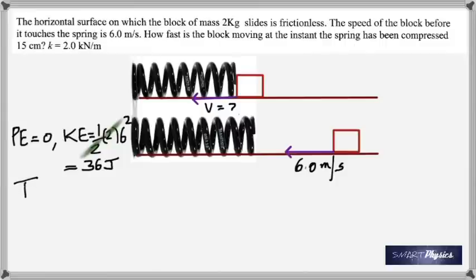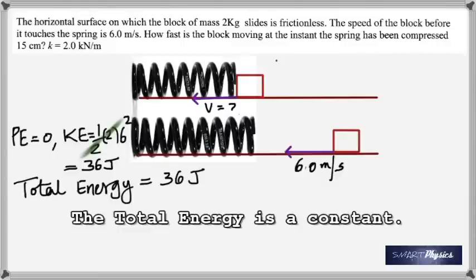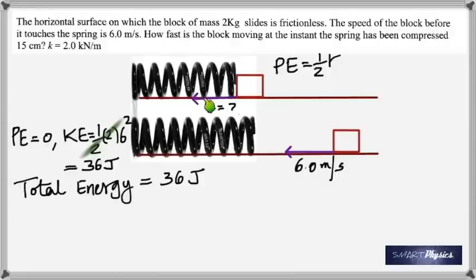Therefore, the total energy of this system, of the block and the spring taken together, is 0 plus 36, which is of course 36 joules. And the idea is that the total energy would remain constant. So in this case, the spring has been compressed by 15 centimeters, so it has potential energy. Okay, because it's been compressed, as you can see.